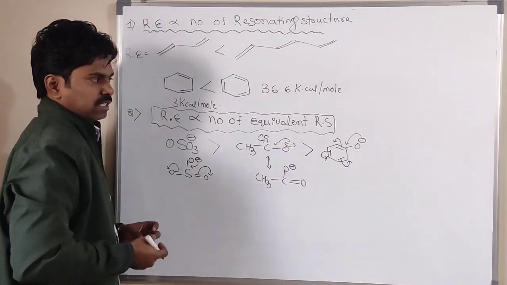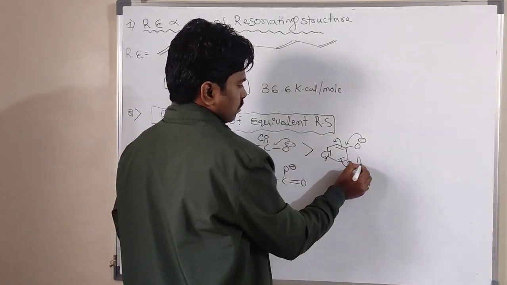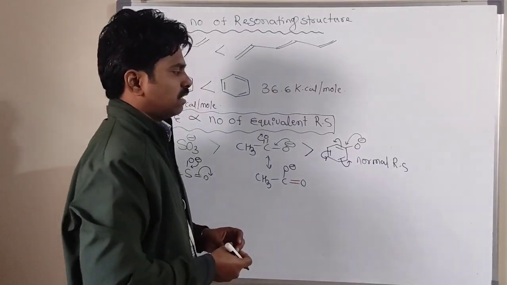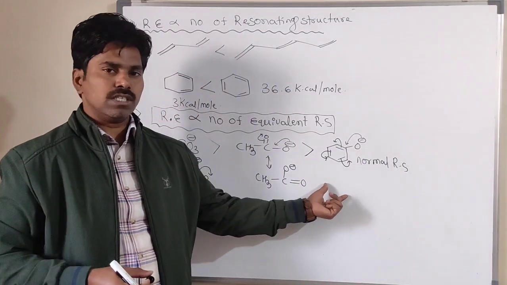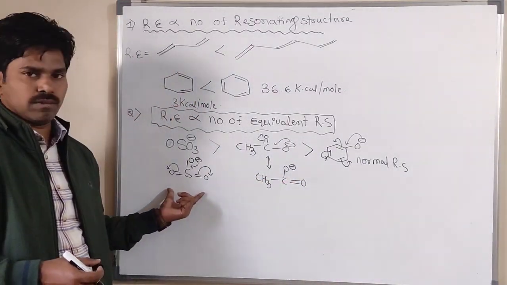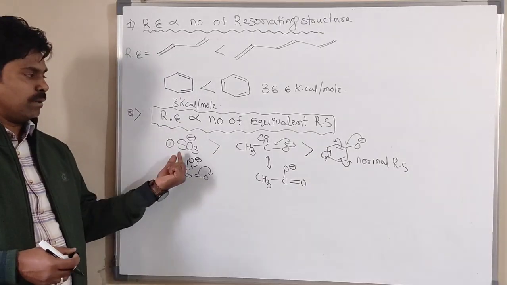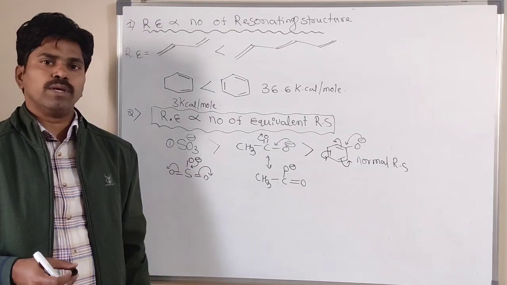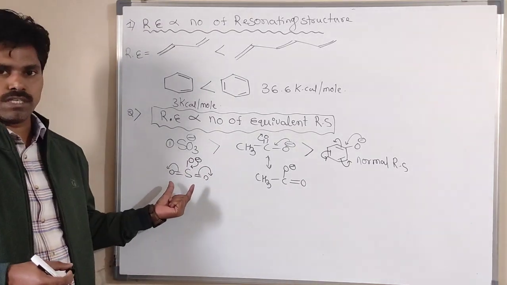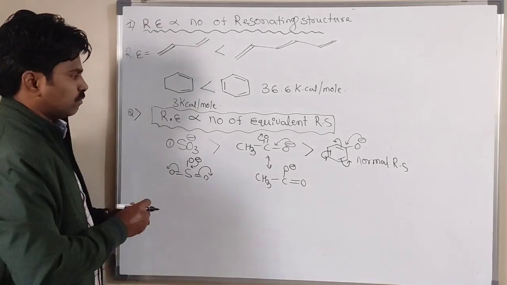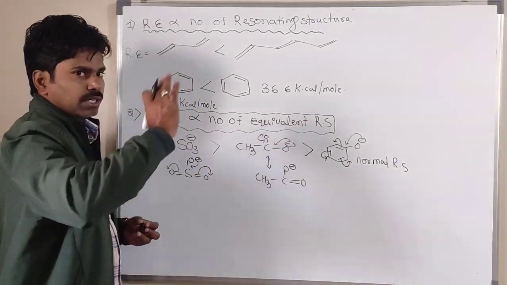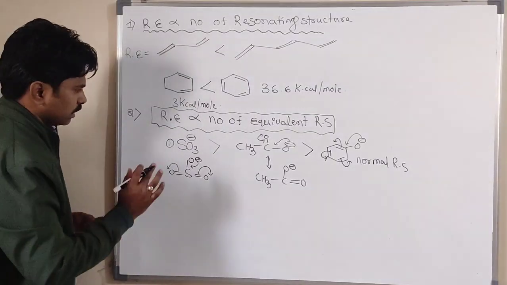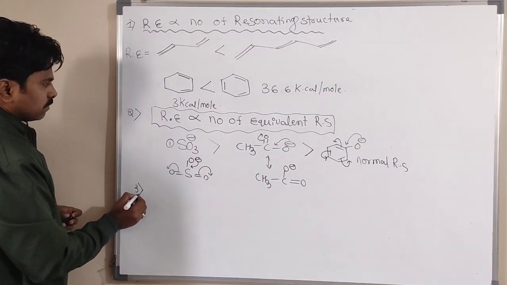And here the resonating structures that will be formed are the normal resonating structures. There the structures are different and the energy is also different, but here the structures are the same and the energy is also the same. But compared to the first and second, the first one gives a number of resonating structures that are all equal, and there are excess resonating structures. So finally, when equivalent resonating structures increase, resonance energy also increases. Is that understood? Okay. And come to the third point.